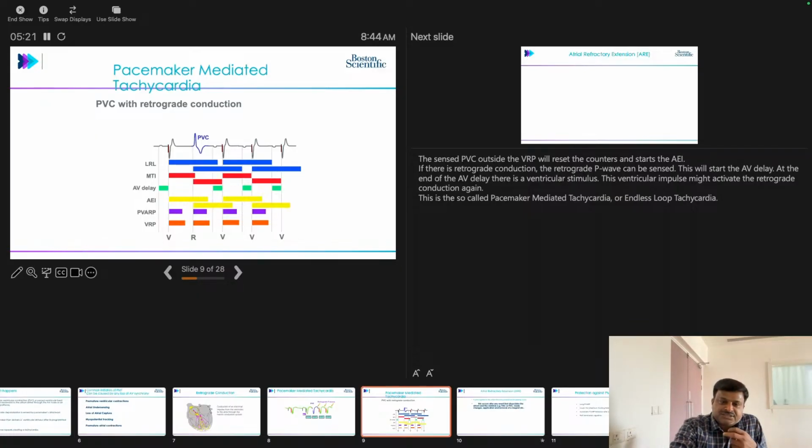So you can see the pacemaker will calculate the lower rate from the ventricle to ventricle beat, or the atrium to atrium beat. This is the maximum tracking interval. So the PVC is initiated here, and you will see the AV delay, atrial extra impulse, PVARP, which is the post ventricular atrial refractory period, and the ventricular refractory period. For our understanding, this is the ventricular paced beat, which was marked as V, and this is the sensed beat, which is a PVC, which was sensed by the device.